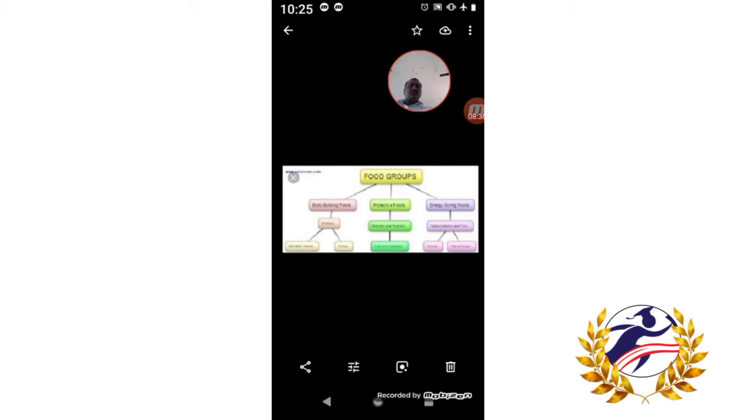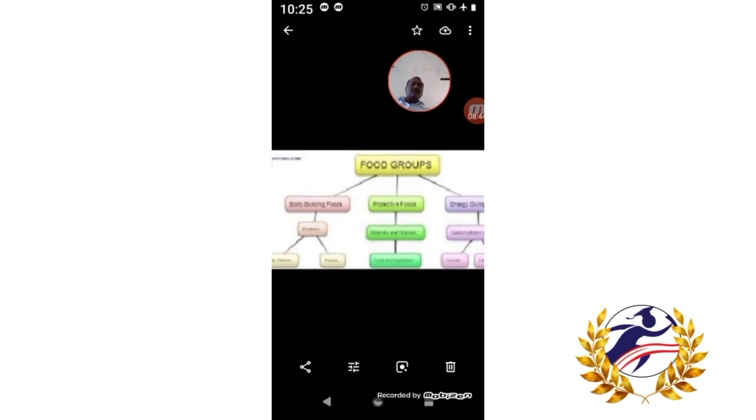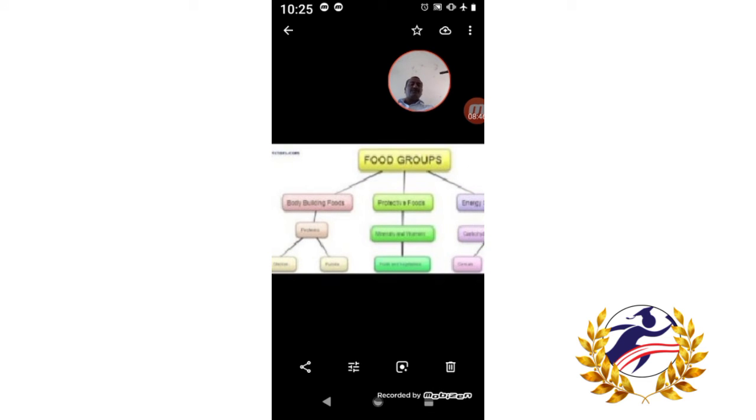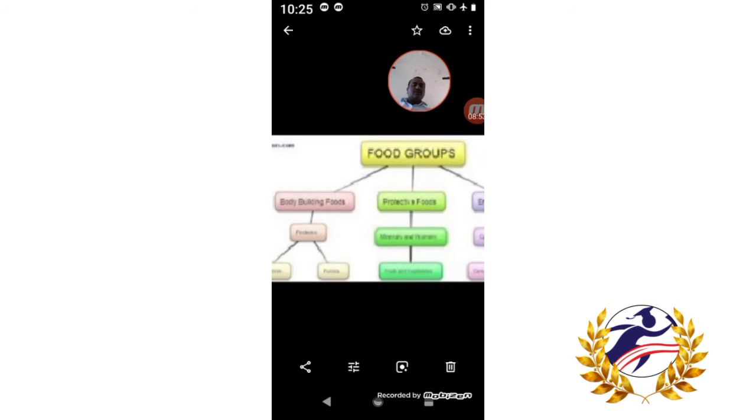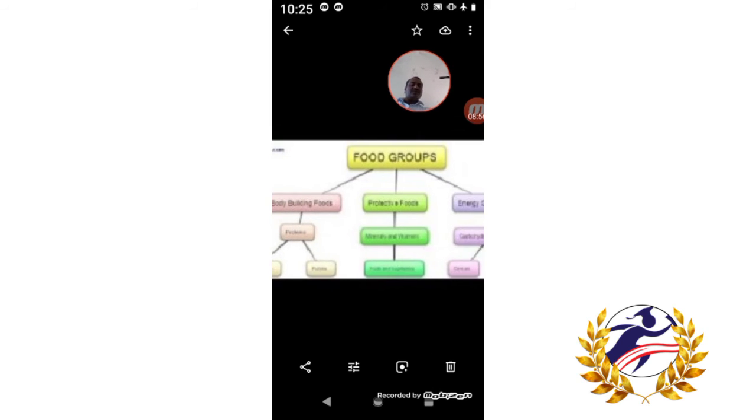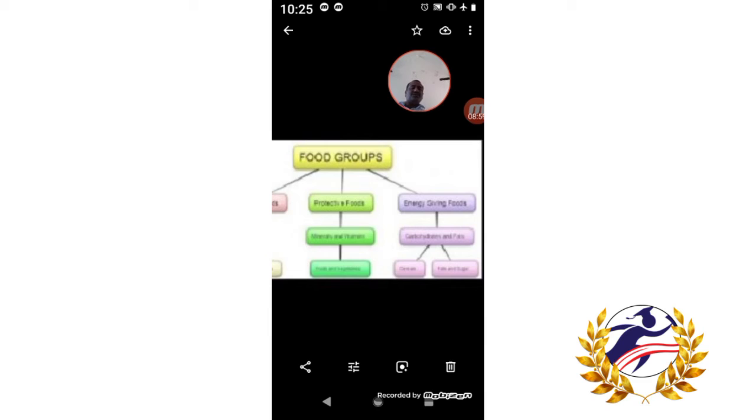Next comes food groups. Whatever food that we eat, we can classify mainly into three types. They are bodybuilding foods, example proteins, protective foods and energy giving foods. Energy giving foods are mainly carbohydrates and fats. You know from which food we will get carbohydrates and fats. Alright.